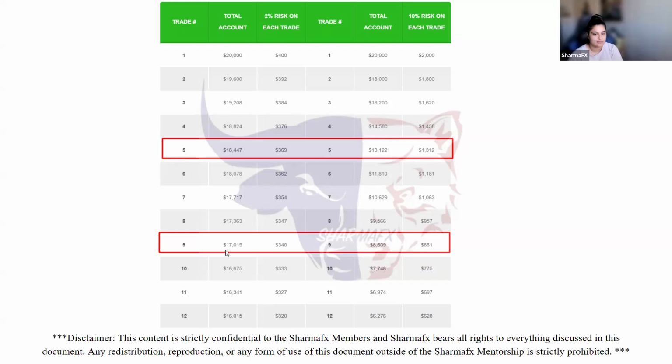And then by the 9th trade, I'm still sitting at 17% down by risking 2%. So I'm still above that 50% mark, right? But on the other hand, I have blown past 50% of my account, risking 10% per trade.